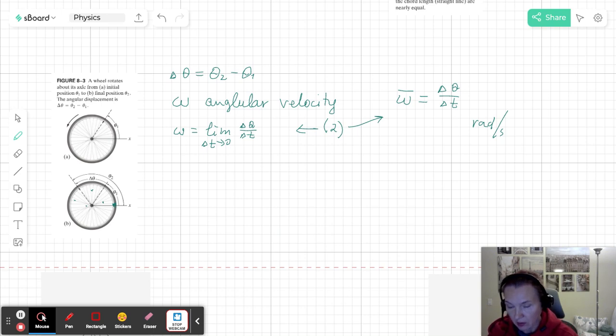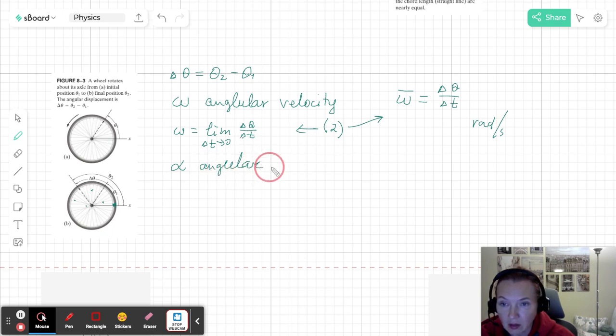We can rotate the object in a clockwise direction. That's going to be a negative rotation, or counterclockwise, that's going to be positive rotation. Same thing, just like in trigonometry, very basic stuff. All right, now for the angular acceleration, we would use the letter alpha.